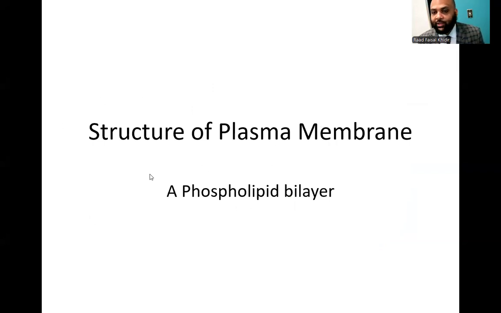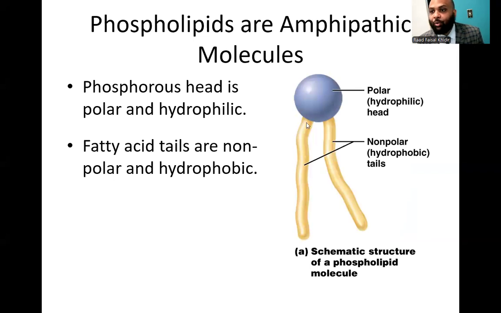We already said that the structure of the plasma membrane is that it's a phospholipid bilayer. So you see that's the polar hydrophilic head, and these are the two tails. So the phosphorus head is polar and hydrophilic. It dissolves in water, while the fatty acid tails are nonpolar and they are hydrophobic, and they do not dissolve in water.